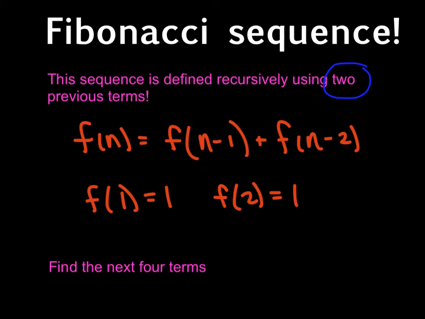So go ahead and copy this down. F of n equals f of n minus 1 plus f of n minus 2. And we're given two previous terms, f of 1 equals 1 and f of 2 equals 1. Find the next four terms. So they gave us terms 1 and 2. They say the next four, so we have to find four more terms.